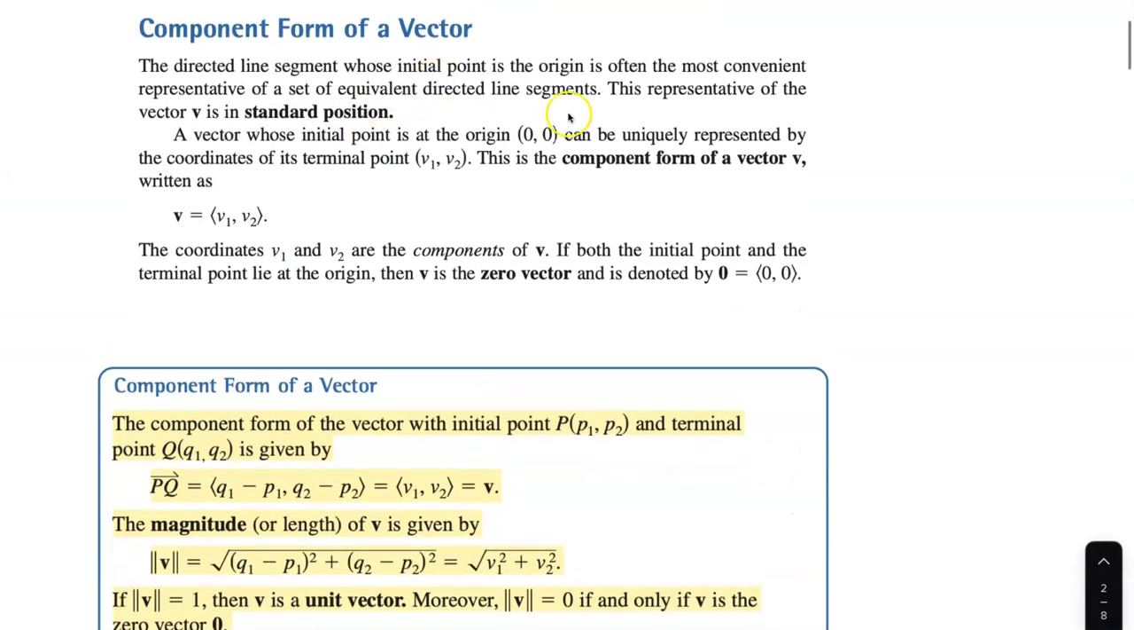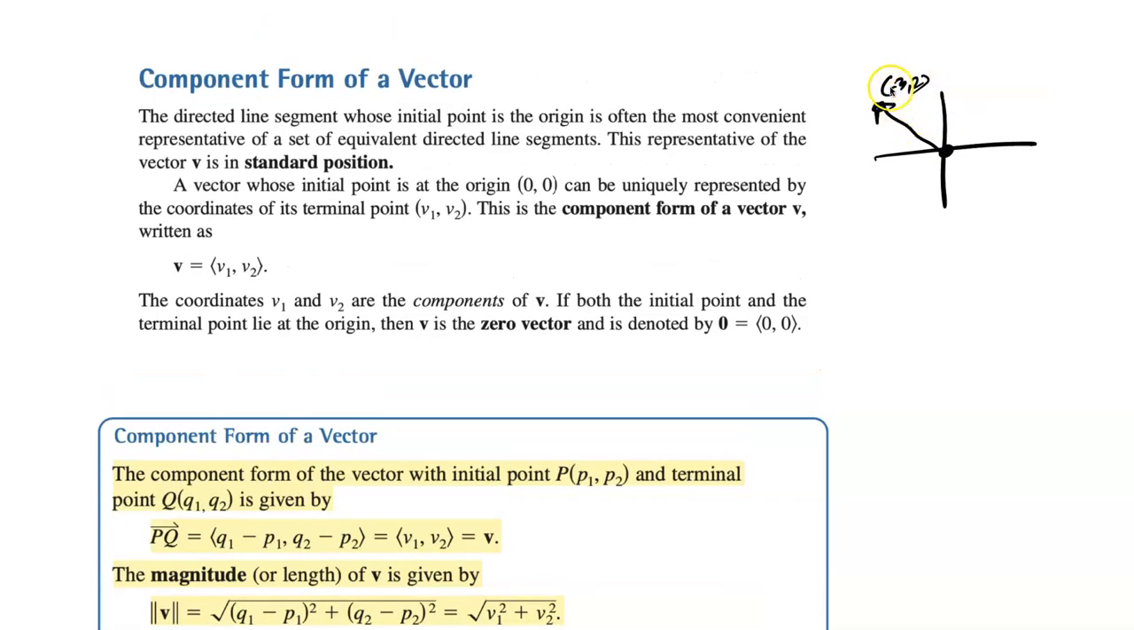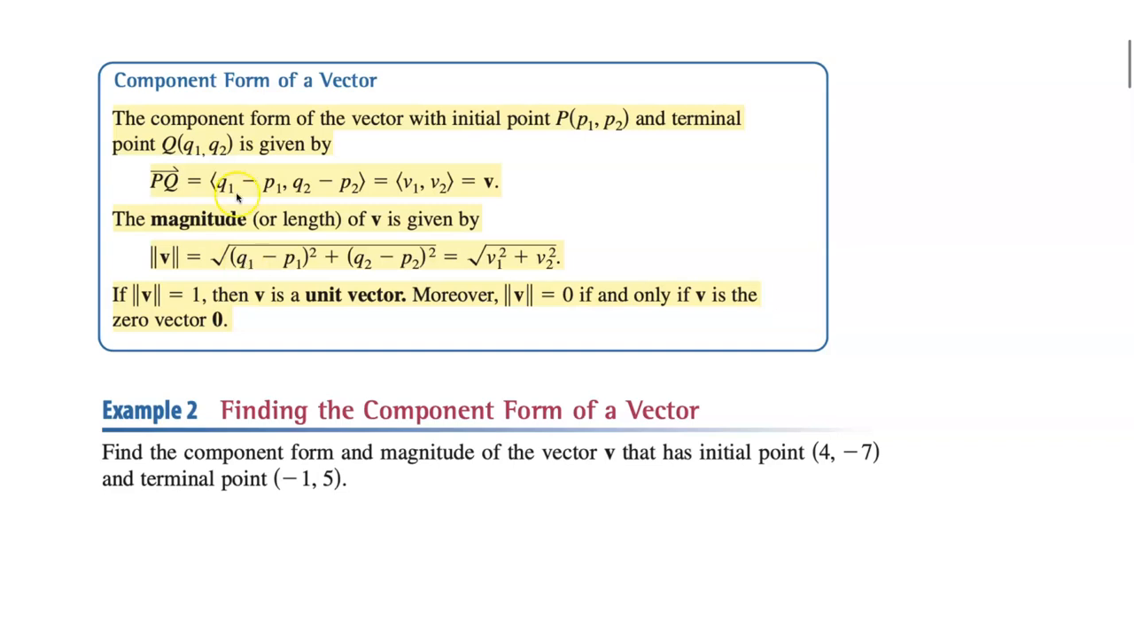The component form of a vector represents a vector in standard position, which just means you're starting from 0, 0 and going in whichever direction you want. If I give you a point like this, your initial point is 0, 0 and your terminal point is the point you list. That's all component form is. When they give you v1, v2, you start at 0, 0 and you go to v1, v2. If they have a zero vector, which is a thing, it's given by the point 0, 0. So how do you find the component form of a vector? Tip minus tail. If they have two points, P and Q, then it's going to be Q minus P.